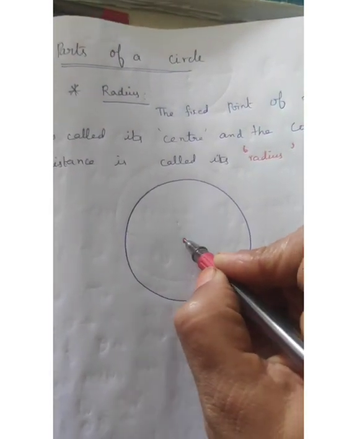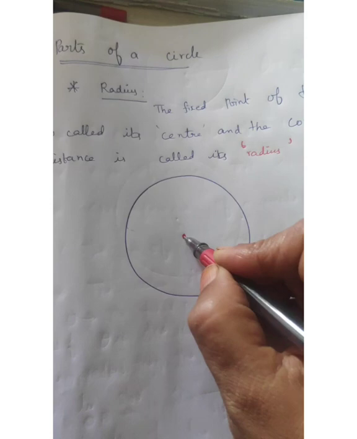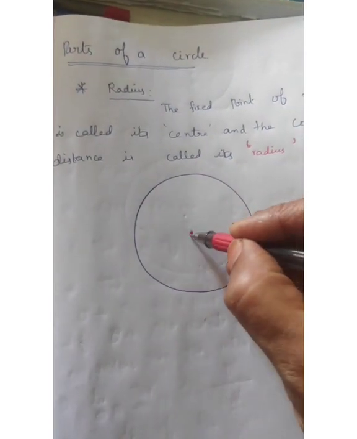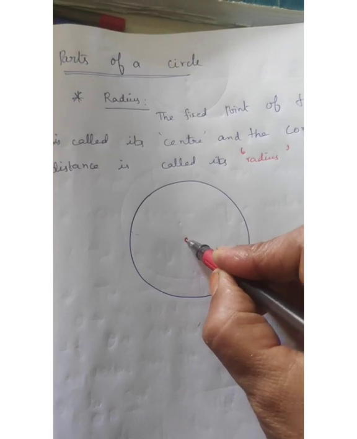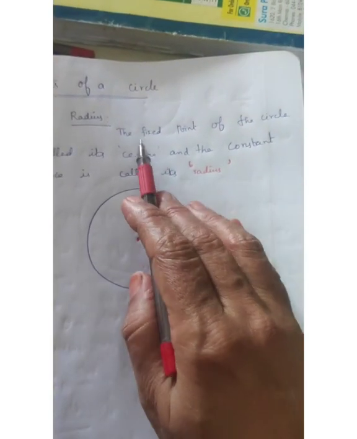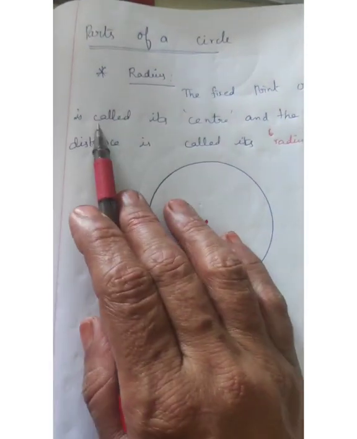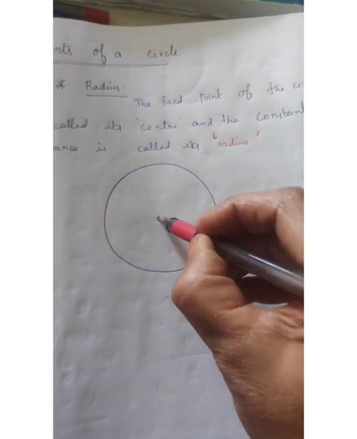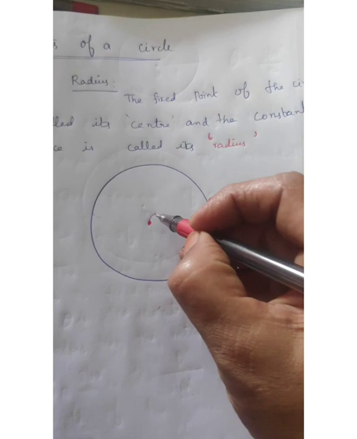The first part of a circle is the center. To draw a circle, you use a compass, fixing the center point and drawing the circle around it. That one point is called the center. The fixed point of the circle is called its center. This point is the center.